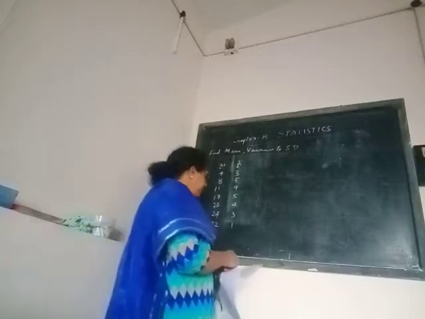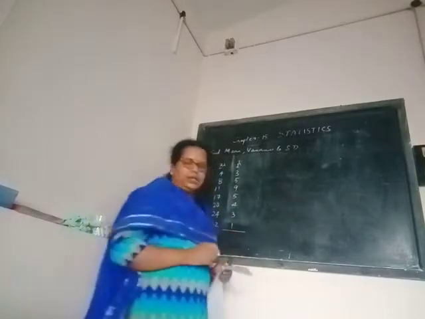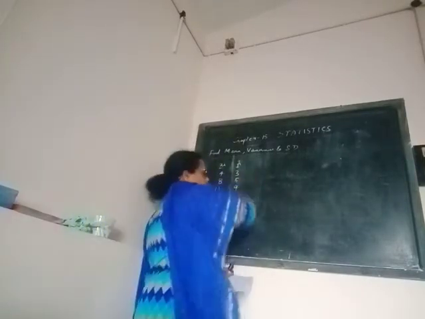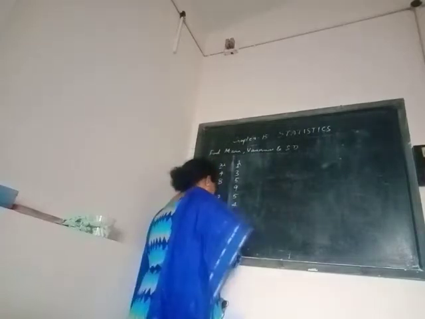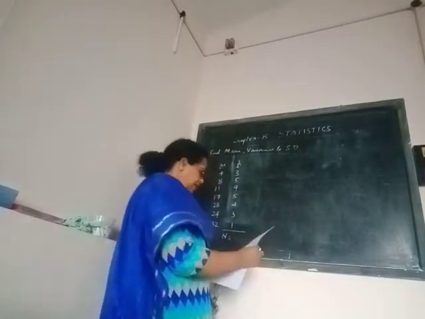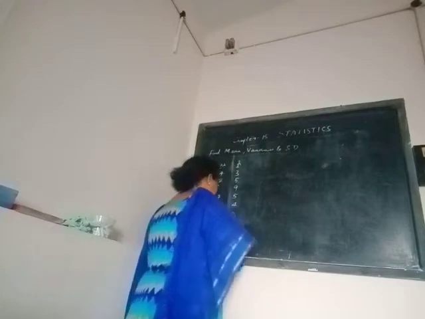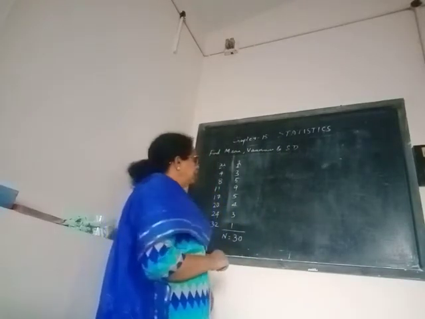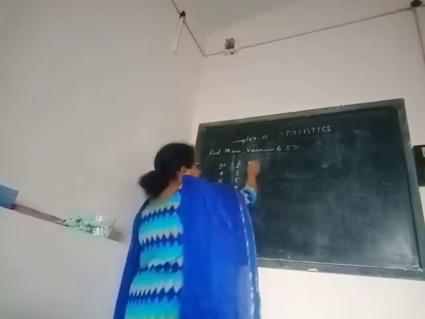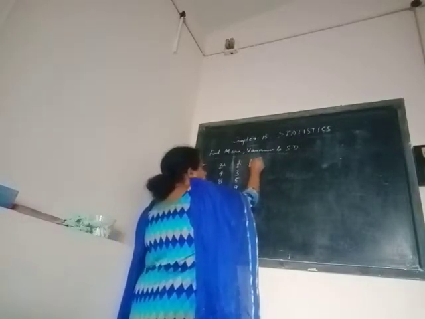And we have to get the number of observations. What is the number of observations? The sum of frequency. So find the sum of frequency. N, big letter N, we will get it as 30. Add all these fi. It is 30.